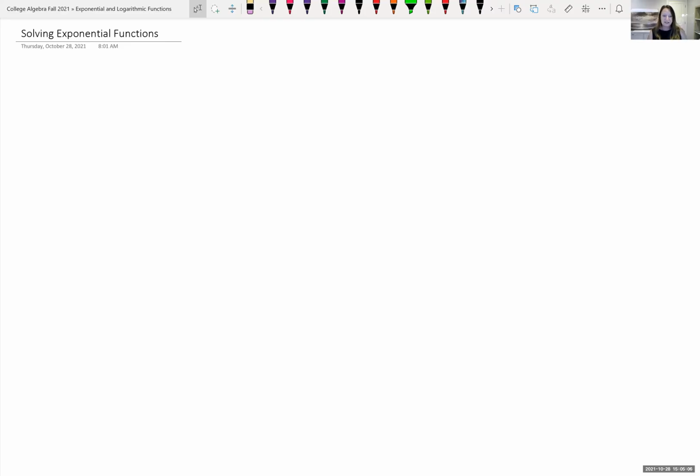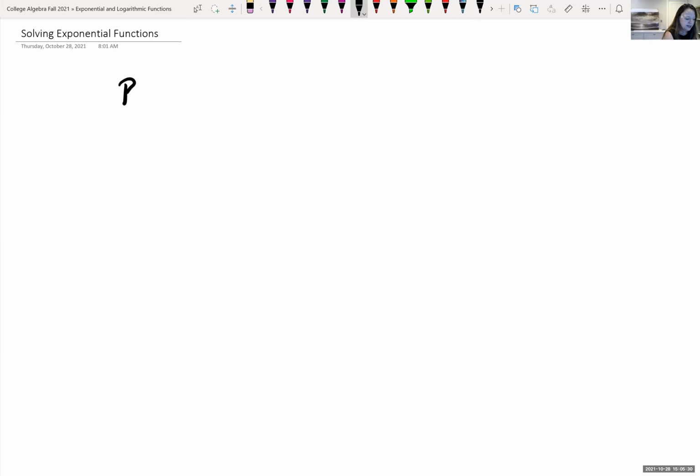So we left off last class period looking at graphs of exponential functions, and now we're going to look at solving exponential functions. Solving exponential functions, this is not always possible, and usually not possible, but we're going to try to manipulate the bases to be the same. And if we can do that, then we can use this rule.